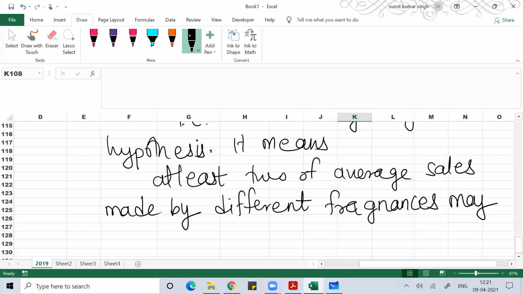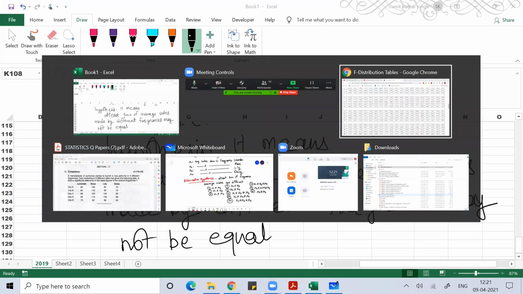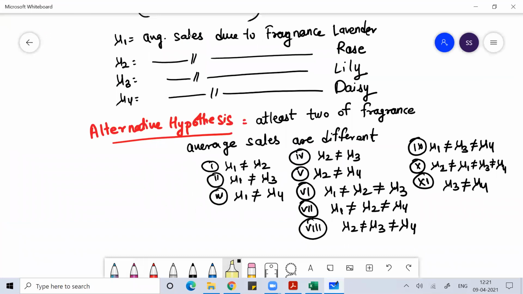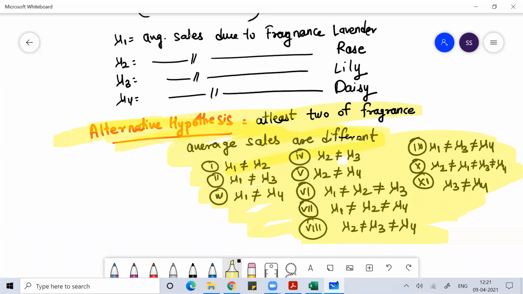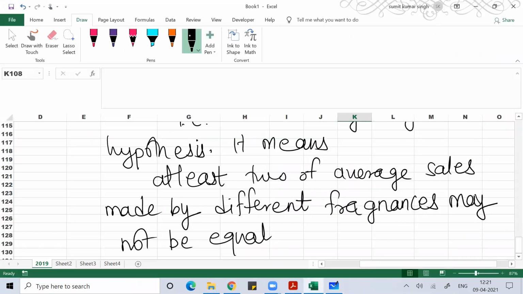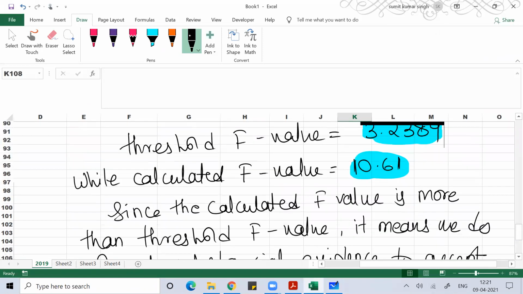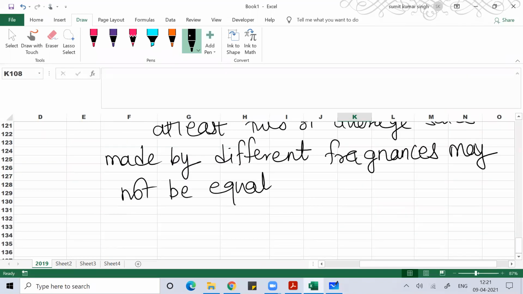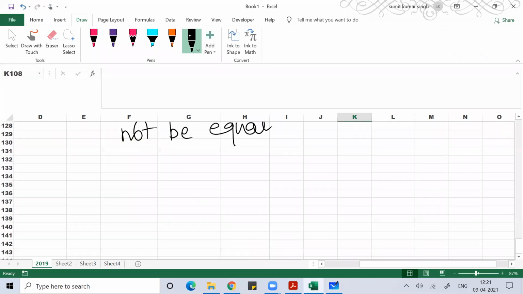They are not equal. If we are rejecting the null hypothesis, we are opening the umbrella of infinite possibilities, that anything can happen. This is your alternative hypothesis. Rejecting the null hypothesis means I'm opening a scenario of accepting the alternative hypothesis, where anything can happen. Now they are not equal, meaning mu1 is not equal to mu2 is not equal to mu4.